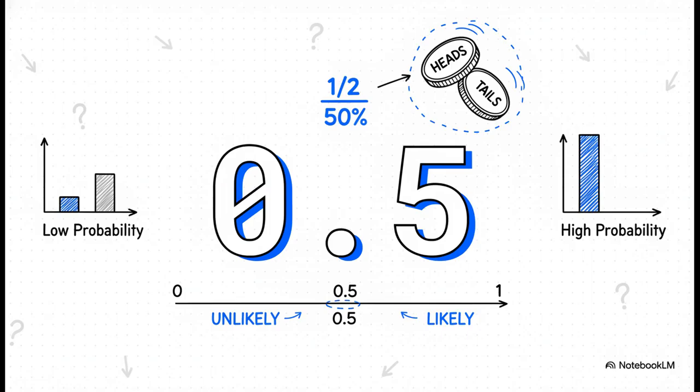Right dead in the middle of that scale is 0.5, or 50%. And this is our baseline for an even chance, which is perfectly illustrated by flipping a fair coin, heads or tails. Anything below that halfway mark is unlikely, and anything above it, likely.